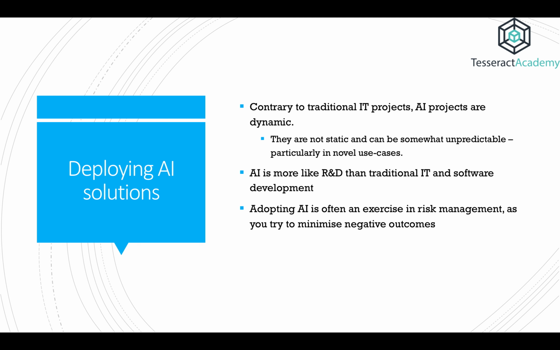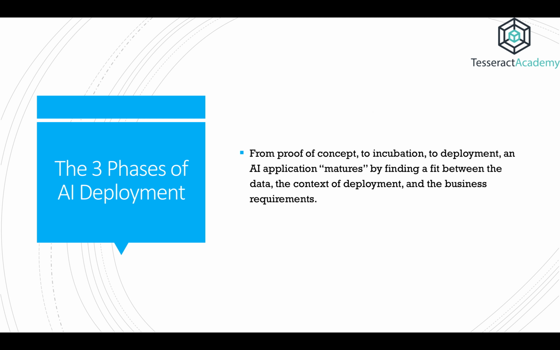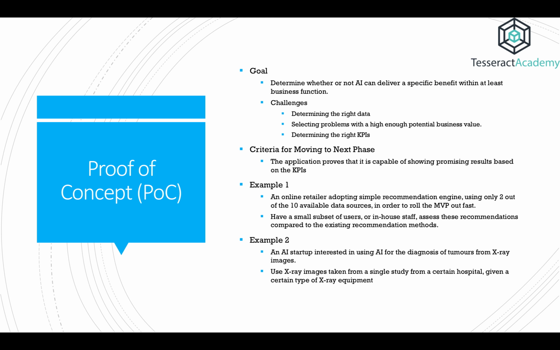This is why it's very important to be aware of the three stages of adoption, to be aware of the risks of each stage, and to know how to mitigate these risks in the best possible way. From proof to incubation to deployment, an AI application matures by finding a fit between the data, the context of deployment, and the business requirements. Now I'm going to take you through these three stages, and we're going to see two examples. We're going to see an example of a big organization, an online retailer, and then an example of an AI startup in healthcare, and discuss how both of these types of companies can go through the same stages.